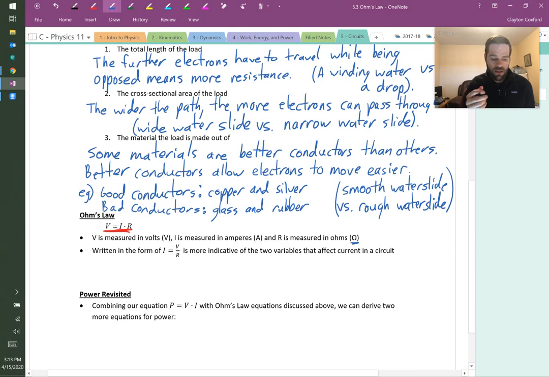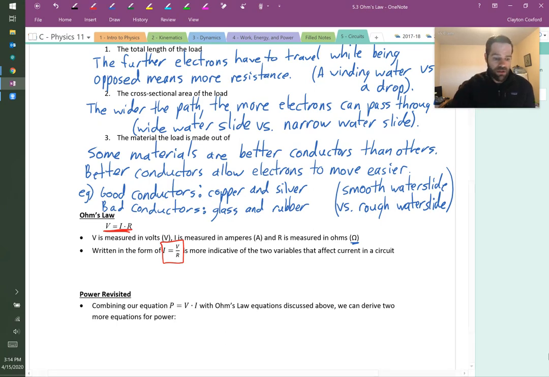This Ohm's law is actually better written in this form. I is equal to V over R. Current is equal to voltage over resistance. And that's because this speaks to the relationship between the voltage and the resistance and how that affects the current. The current is affected by the voltage of the circuit and the resistance of the circuit.